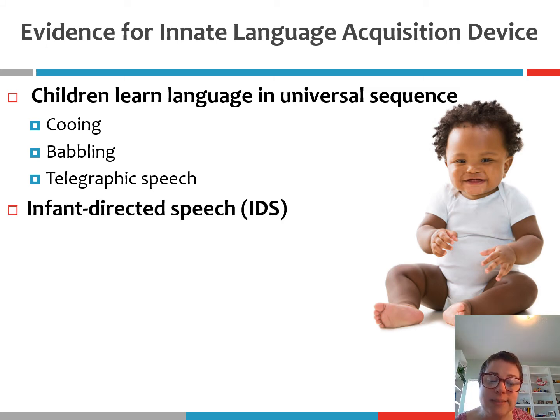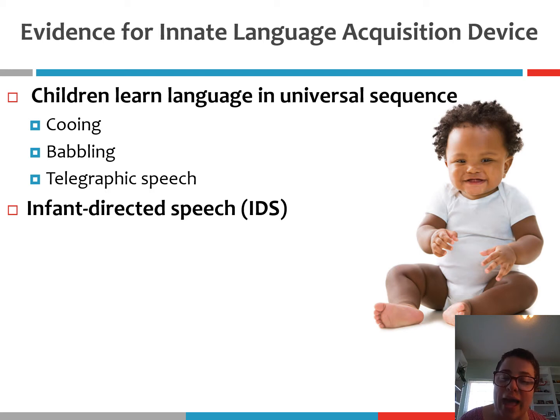Okay. Another piece of evidence that seems to support the idea that we're predisposed to learn language is infant-directed speech. Infant-directed speech used to be called motherese, and it's basically just baby talk, right? So all of us, whenever we see an infant, suddenly our speech changes, and it's usually beyond our control.